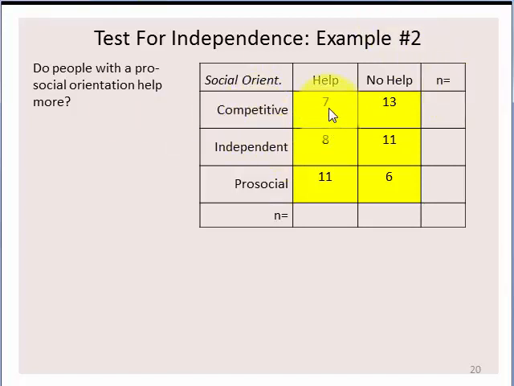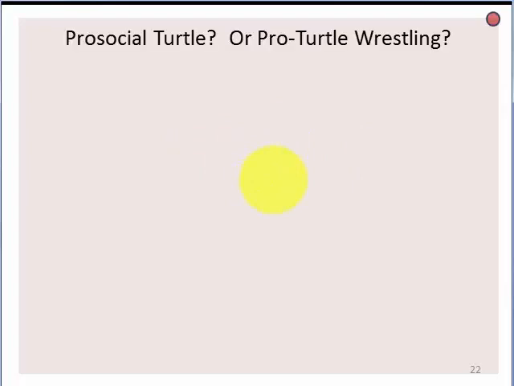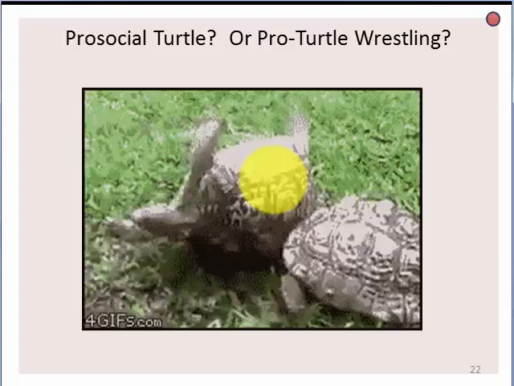So we start off here with the number of observations we have based on our sample of people that were categorized as this, and whether or not they helped in a particular situation. So you drop something in the hallway and you see if they helped or if they just sat there and snickered at you. To warm up for this, I give you a workspace. I want you to take notes on this as you go. But I want you to consider what's going on here.